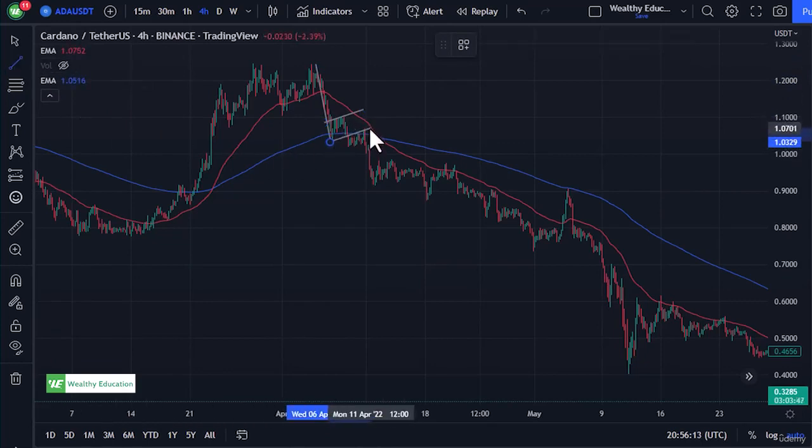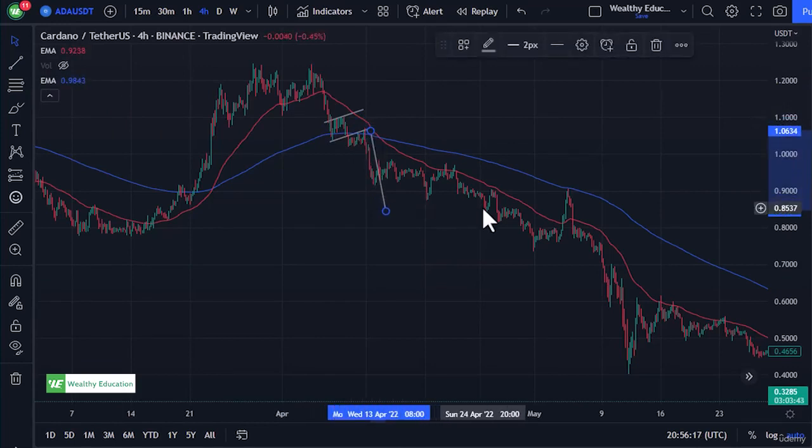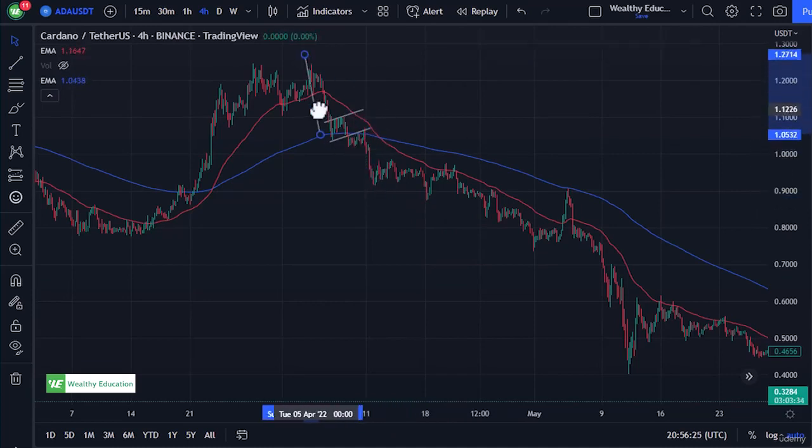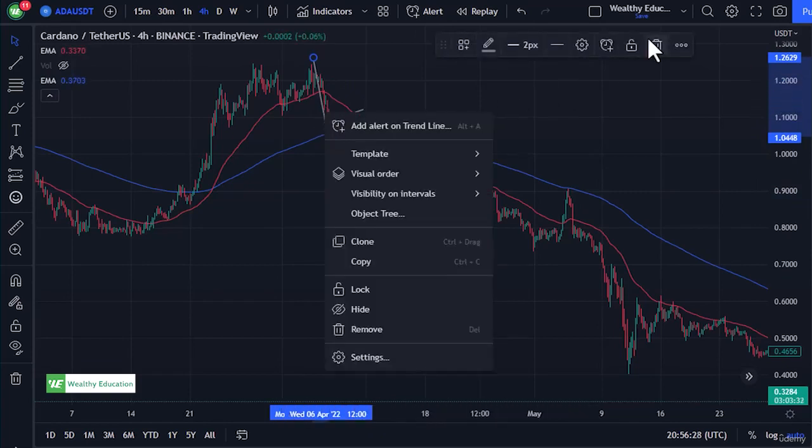But it all means the same thing. So we started to form a flag here, and we did break down there. Now, it wasn't the easiest ride once we got down to here, but your stop loss was here. You were never in any danger, even when it did come back just a little bit.